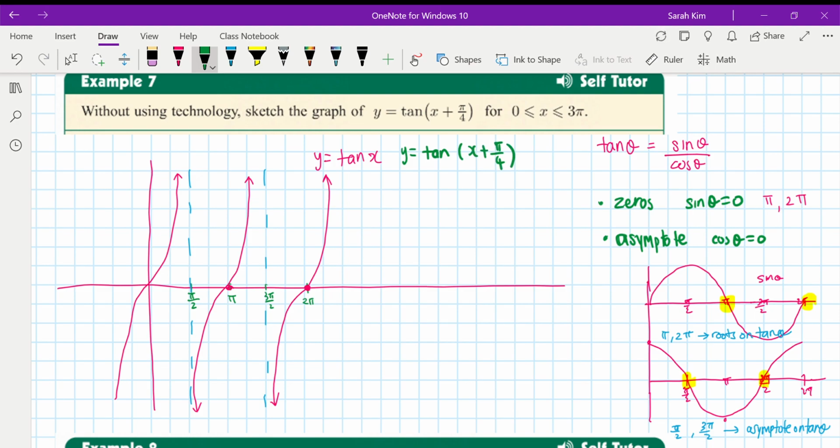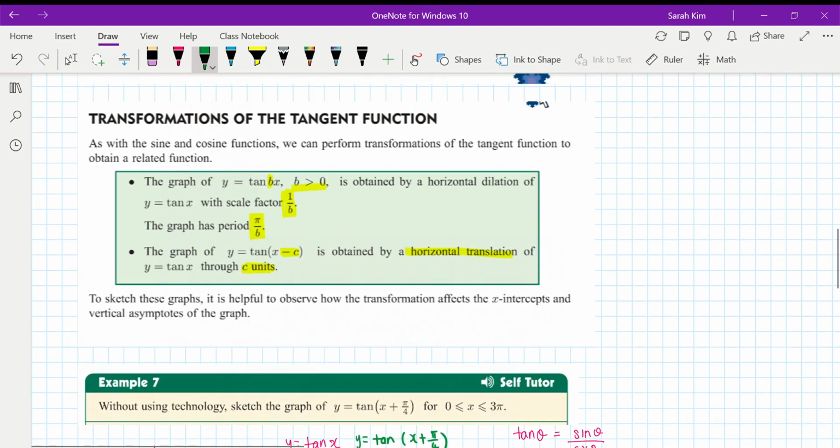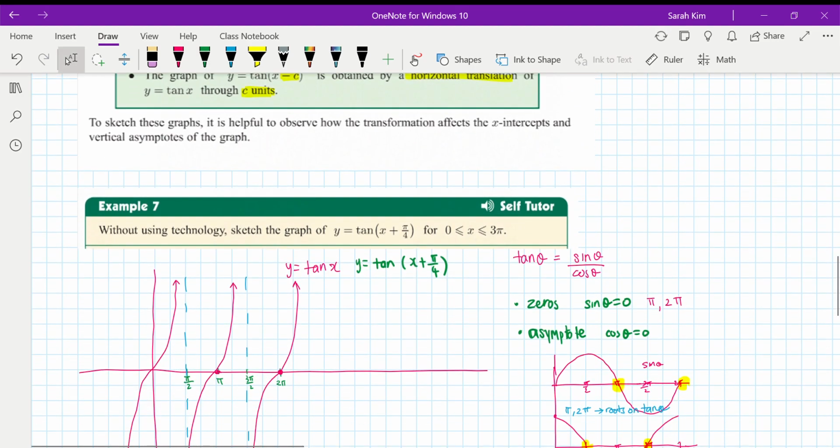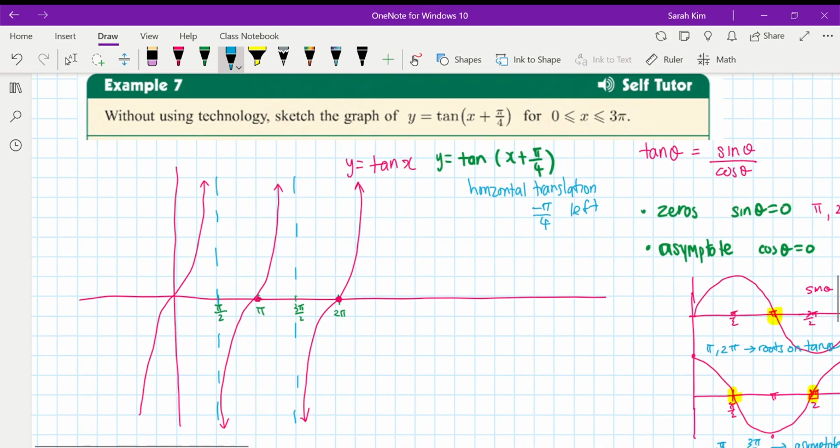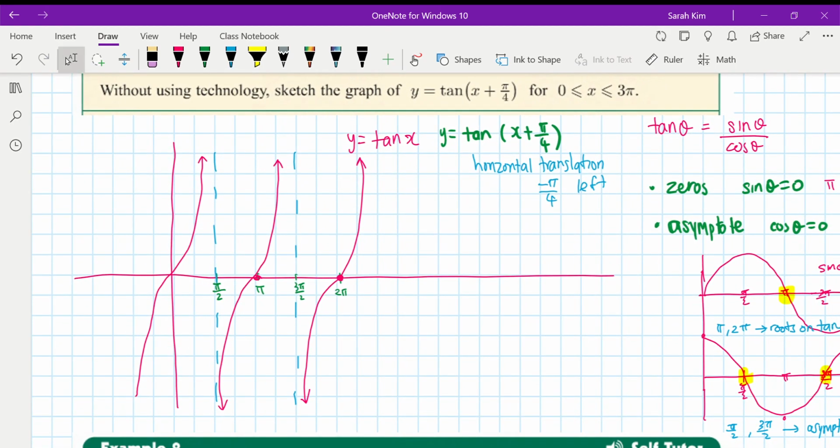Now, from our little green notes, we know that inside there's a minus c of horizontal translation. So our horizontal translation is, let me write some notes here. Because it's a plus, our horizontal translation is minus pi over 4, so left. Right, we're going left pi over 4. So basically every dot point just moves pi over 4 to the left.